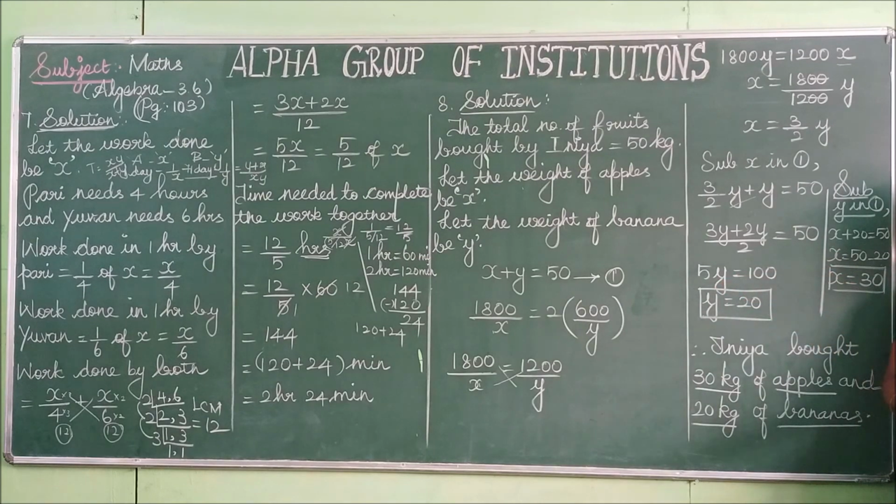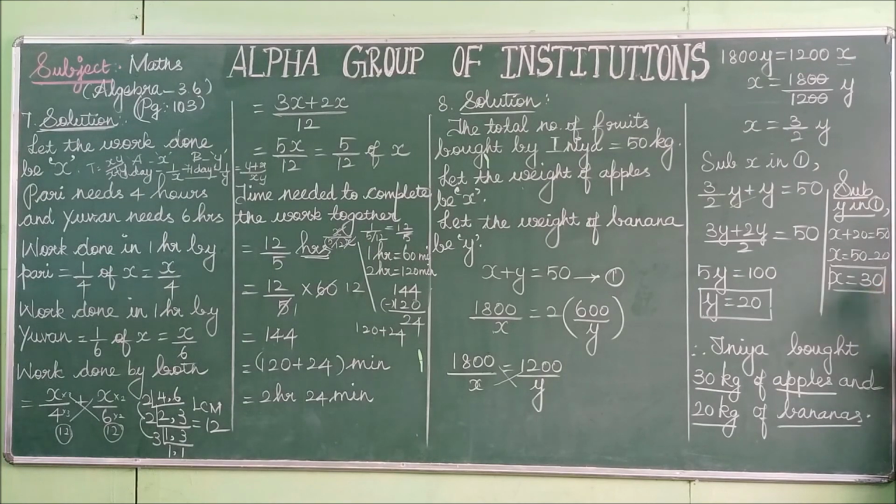You need only the value for y. So you have to divide 100 by 5, which is equal to 20. Now we get the value for y. Substitute this y value in the first equation to get the value of x. What is the first equation? x plus y is equal to 50. We already found the y value, which is 20. x plus 20 is equal to 50. So move this plus 20 to the other side as minus 20. 50 minus 20 is 30. So x is equal to 30.